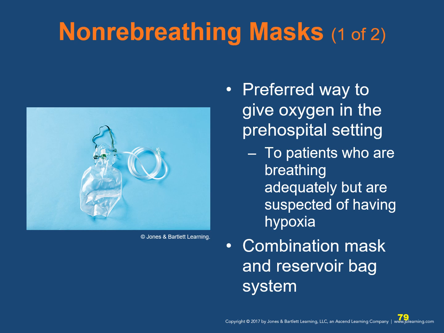Non-rebreathing masks are the preferred way to give oxygen in a pre-hospital setting to patients who are breathing adequately but are suspected of having or showing signs of hypoxia. With a good mask-to-face seal, such a mask is capable of providing up to 90% inspired oxygen. It combines a mask with a reservoir bag system. The oxygen fills a reservoir bag attached to the mask by a one-way valve. Exhaled gas escapes through the flapper valve ports at the cheek areas of the mask. This prevents the patient from rebreathing exhaled gases. Make sure the reservoir bag is full before placing the mask on the patient.